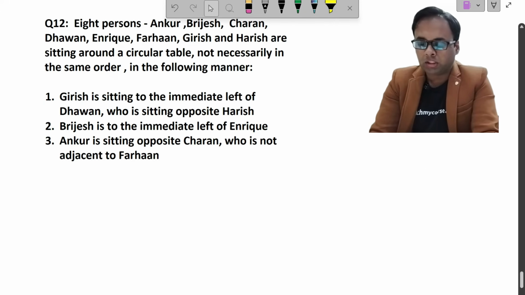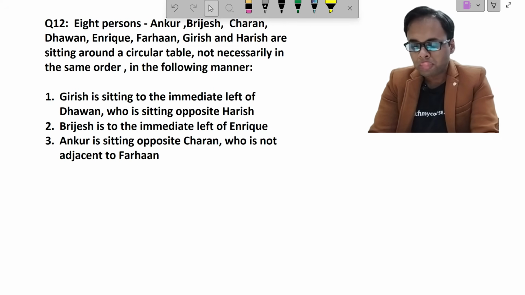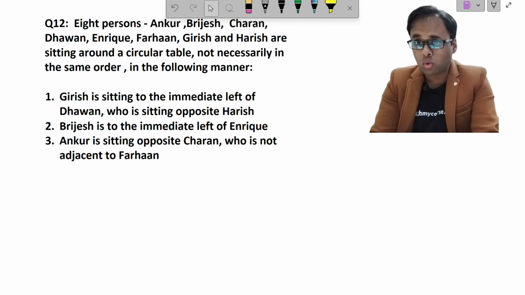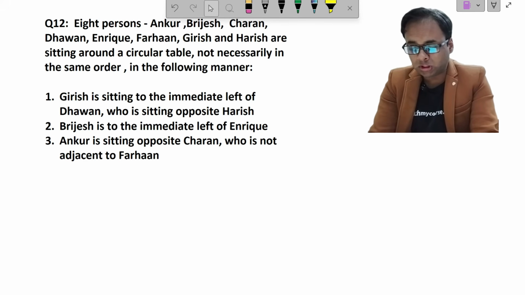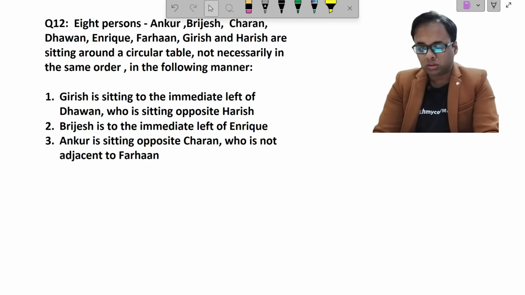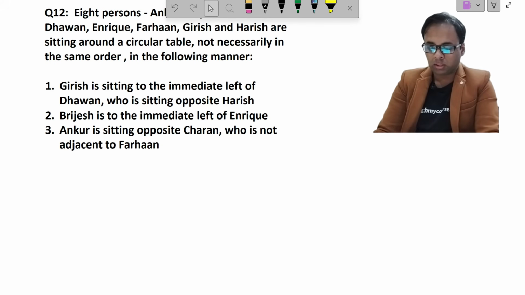8 persons, Ankur, Brijesh, Charan, Dhawan, Enric, Farhan, Girish and Harish are sitting around a circular table, not necessarily in the same order, in the following manner. Girish is sitting to the immediate left of Dhawan, who is sitting opposite Harish. Brijesh is to the immediate left of Enric. Ankur is sitting opposite Charan, who is not adjacent to Farhan.